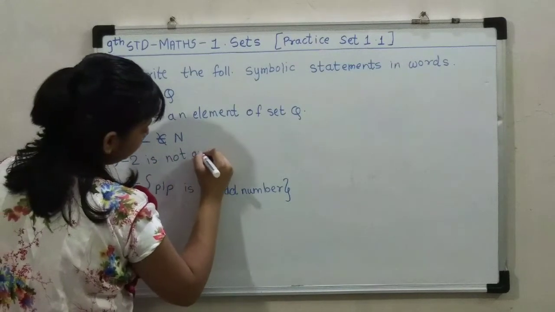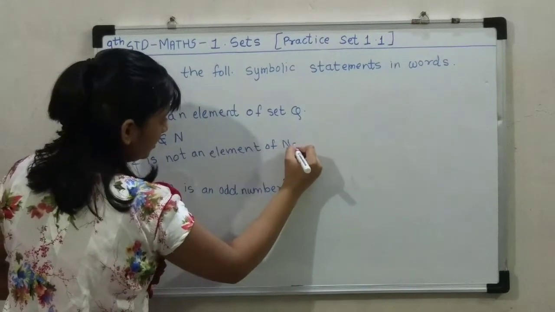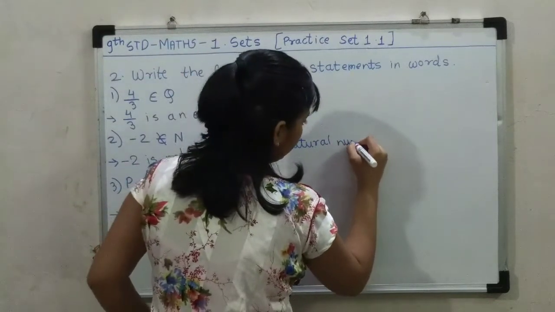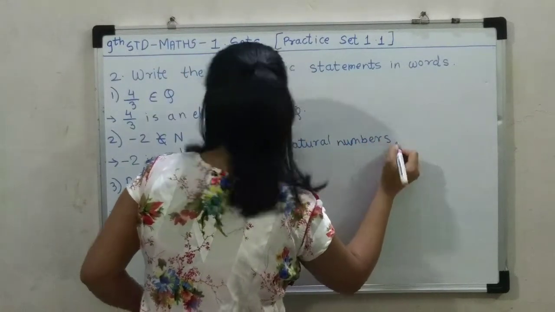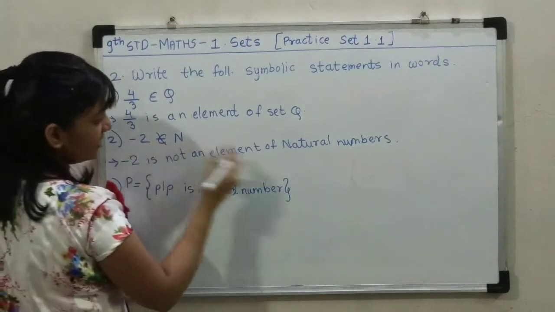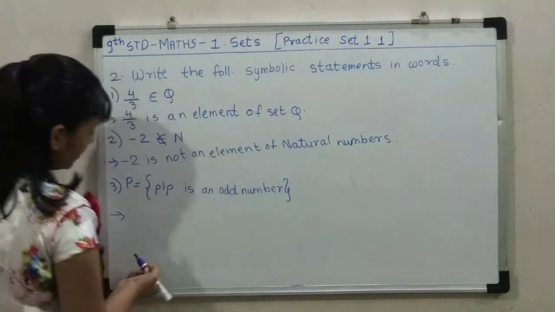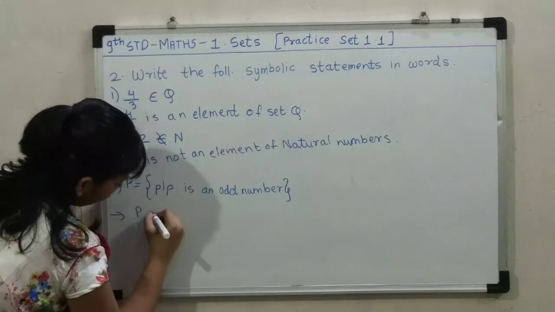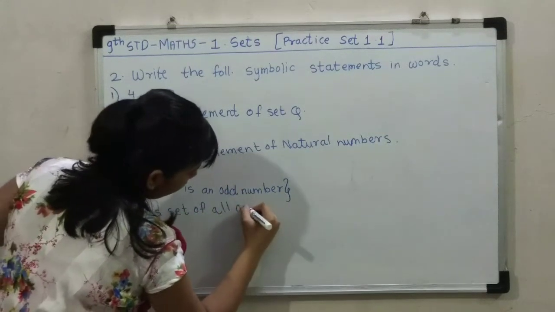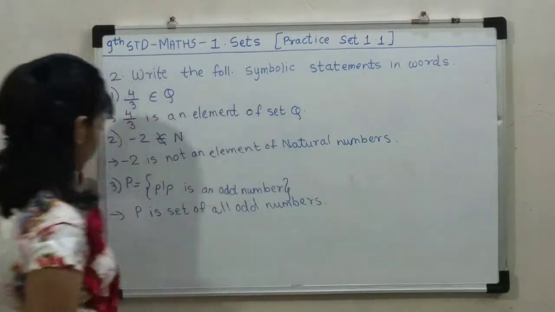Not an element of natural numbers. This n tells us natural number, short form of natural numbers. Here P is equal to P such that P is an odd number. So here we can write P is the set of all odd numbers. So this is over.